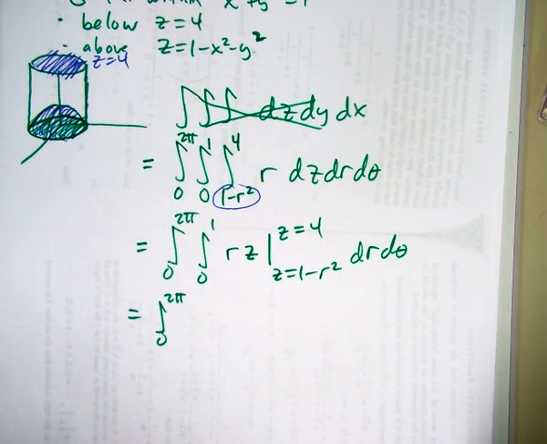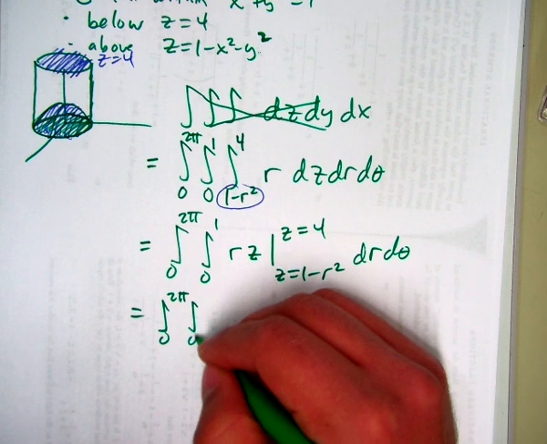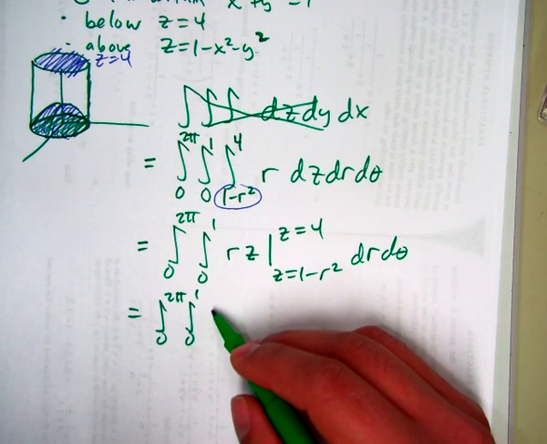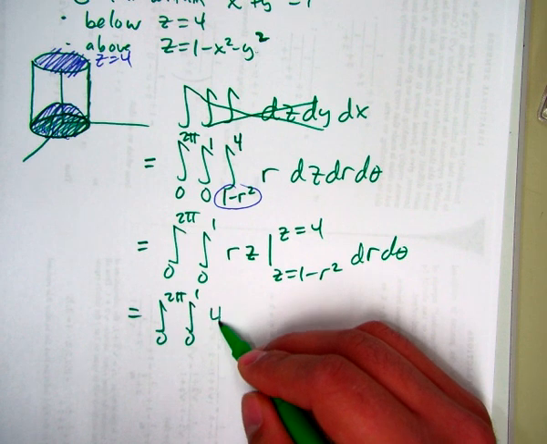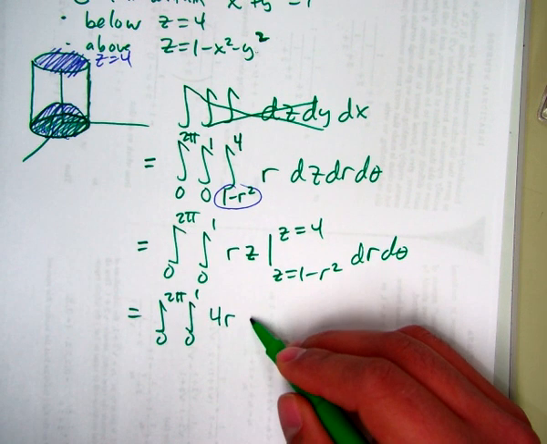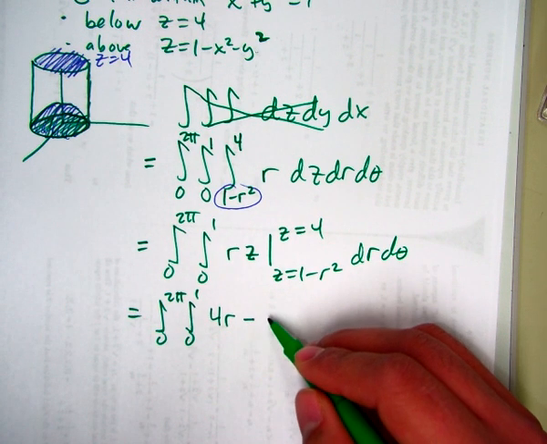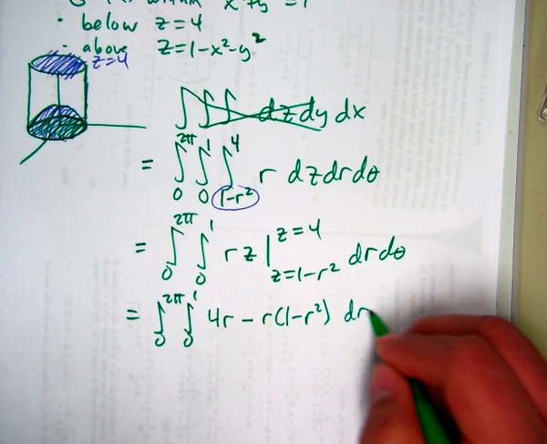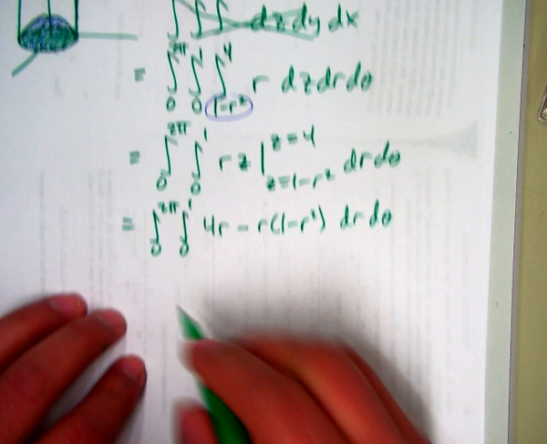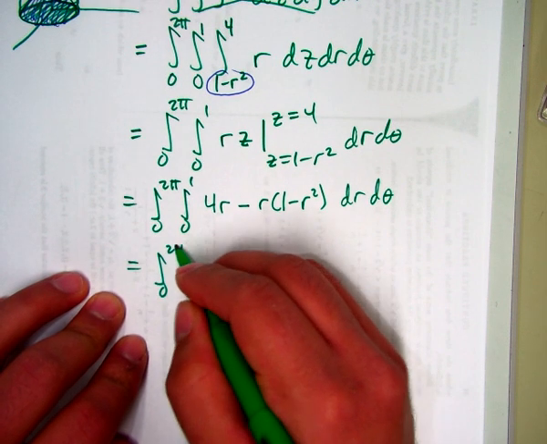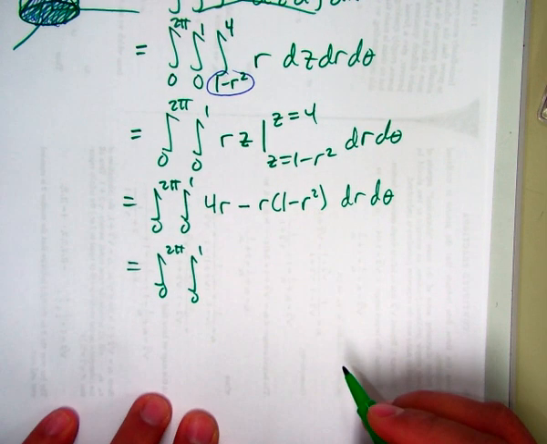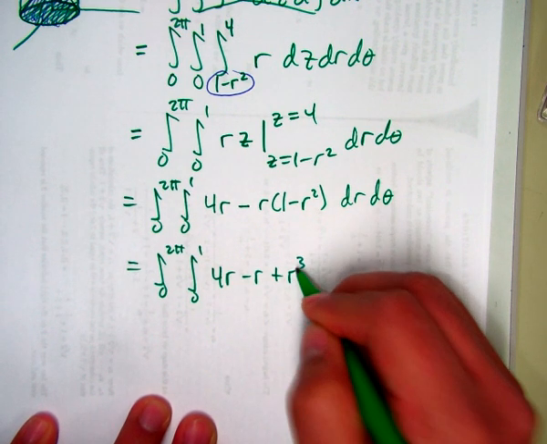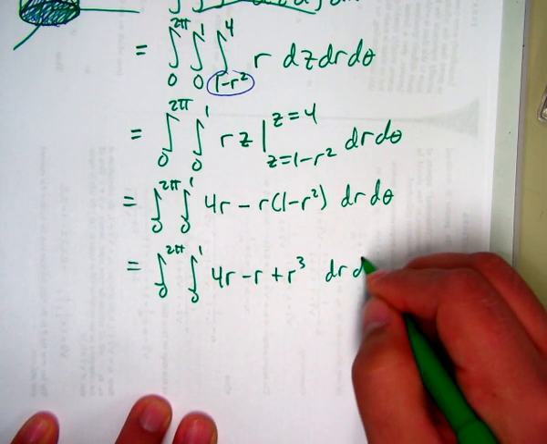Okay, so where were we? 0 to 2 pi, 0 to 1. Plug in z equals 4, z equals 1 minus r squared. You're going to get 4r, subtract r times 1 minus r squared, dr d theta. Let's clean it up a little bit. So that's 4r minus r plus r cubed, dr d theta.